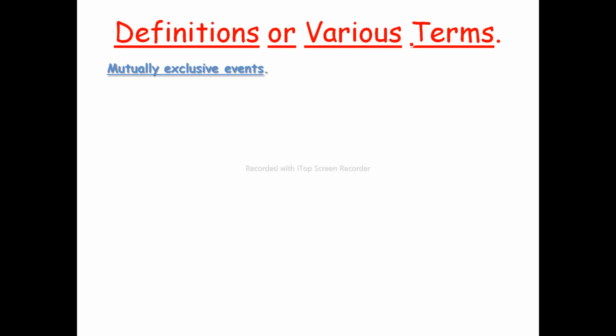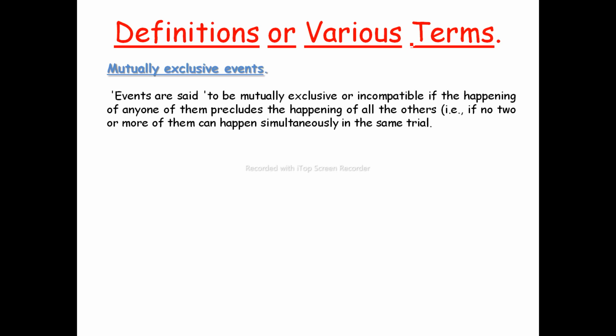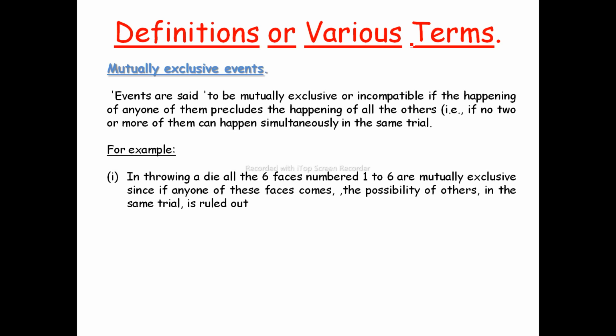Let us check out what mutually exclusive event exactly means. Events are said to be mutually exclusive or incompatible if the happening of any one of them precludes the happening of all the others. That is, if no two or more of them can happen simultaneously in the same trial. We'll check out an example. In throwing a die, all the faces numbered 1 to 6 are mutually exclusive, since if any one of these faces comes, the possibility of the others in the same trial is ruled out.